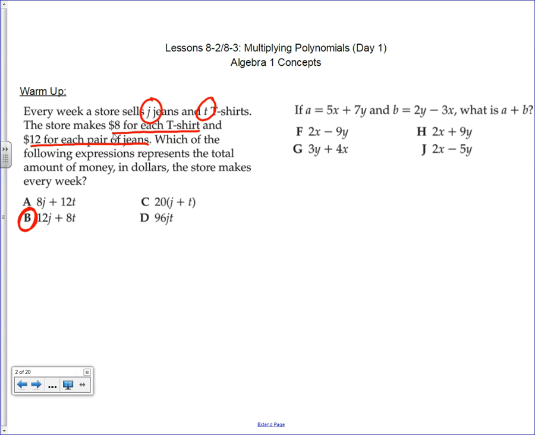Okay, second one over here. If A equals 5x plus 7y and B equals 2y minus 3x, what is A plus B? So I am adding these two things. Well, you know if I'm going to add things, they have to be like terms, in which case I'm just going to pick out the terms that match. So this can go with this, and I am adding. That will give me a 2x. And this will go with this. Again, I'm adding, and that will give me a 9y, which looks like my answer then would be letter H.